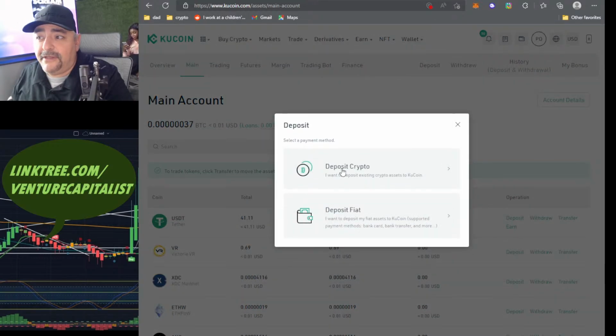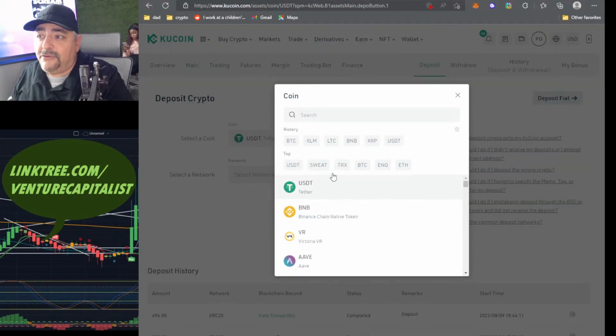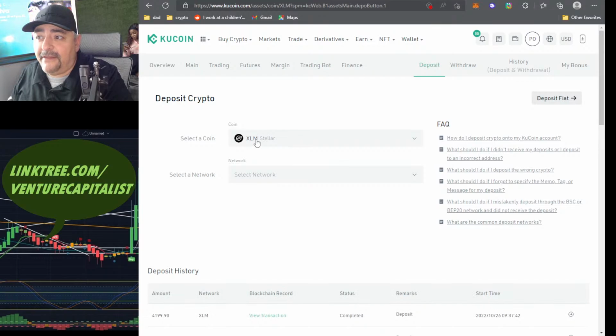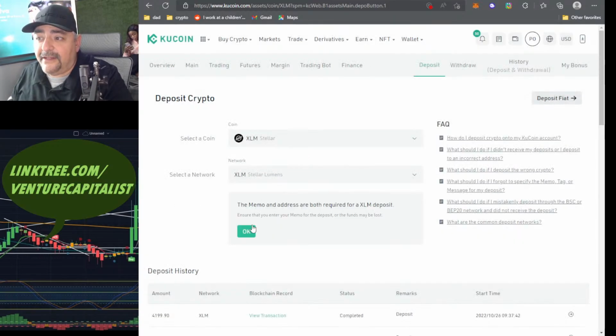Once you hit deposit, you hit deposit crypto, and when you go here, you pick what you're doing. I usually use XLM. You click that, and then what it'll do is you select your network, and whatever network's there you select, and then you hit OK.